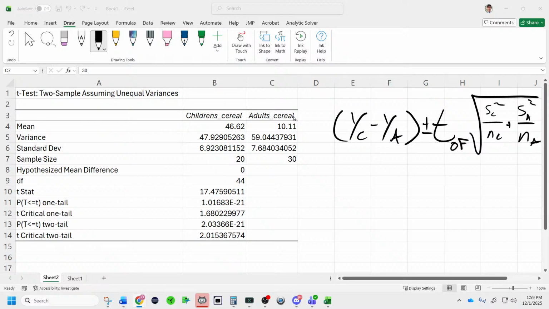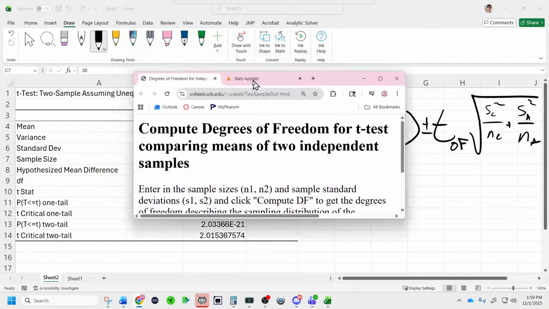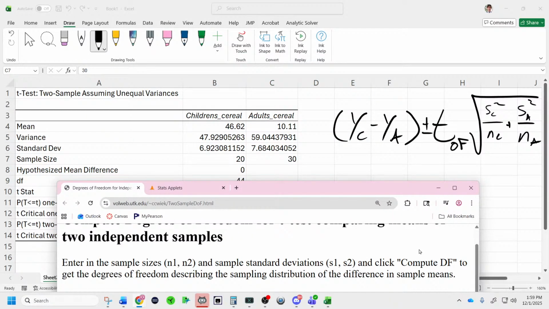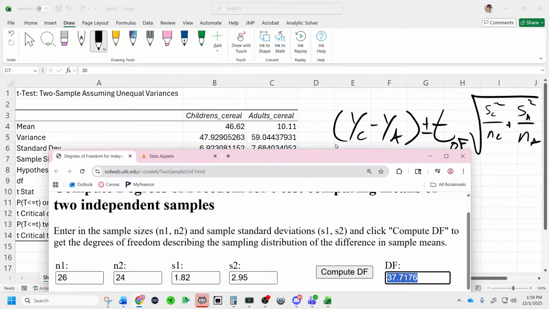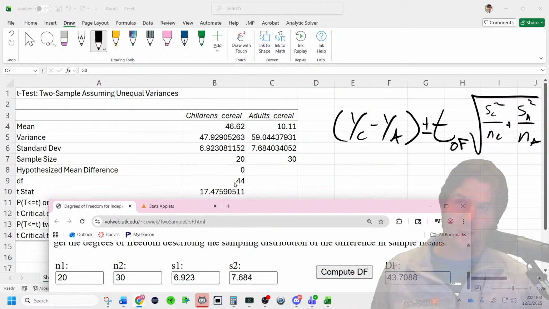Oh yeah, it's going to pull that up right here, which I already have open on this screen already, I forgot. And let's bring this down here to where we can type it in. Okay, so, really? This is just barely going to be off the screen. There we go. So sample size is going to be 20 and 30 respectively, and then the standard deviation of 6.923, and the standard deviation of 7.684, and the degrees of freedom are, oh, look at Excel rounding this.